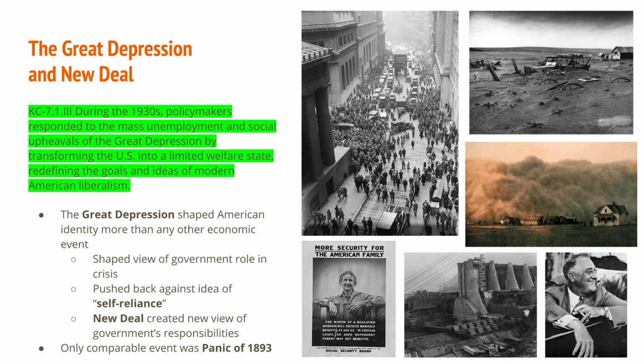The only other comparable event that is close to touching the Great Depression would be the Panic of 1893. Again, that lasted about 3 years back in the 1890s, and there were some runs on the banks. The nation's gold supply was being depleted, but it definitely was not as widespread as the Great Depression. The Great Depression was also exacerbated by the effects of the Dust Bowl in the Great Plains.